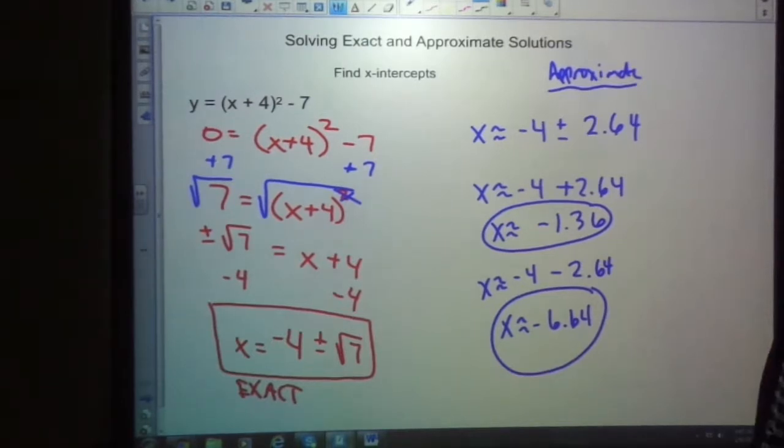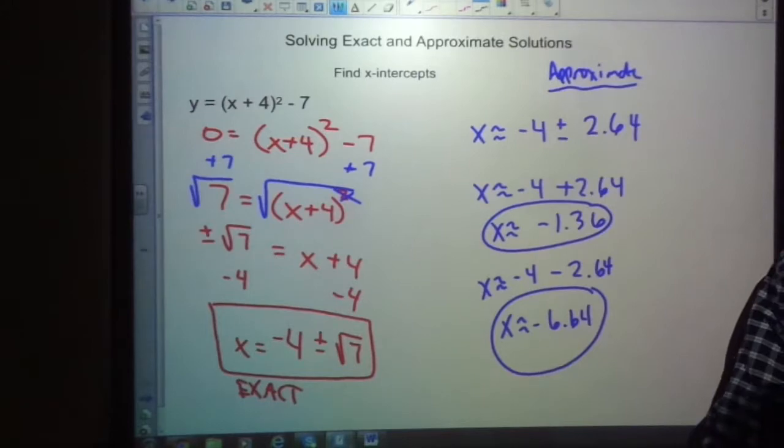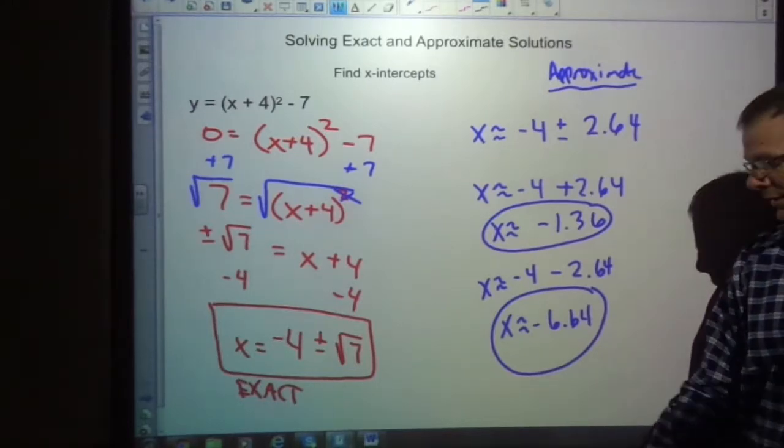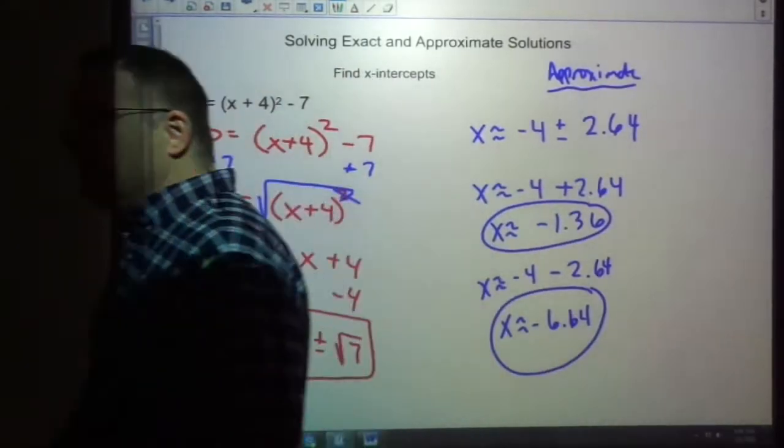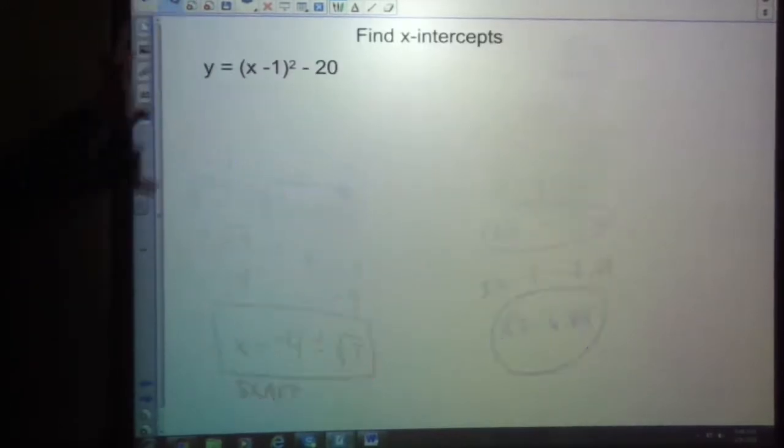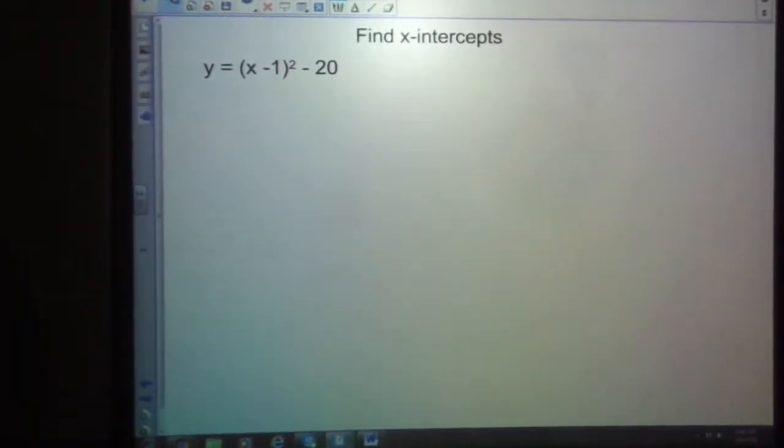If I wanted to find the vertex, I would just add them up, divide by 2, and then plug that back in, just like we've done before. Okay? Second example. Sorry if I'm going fast, we can catch up later.